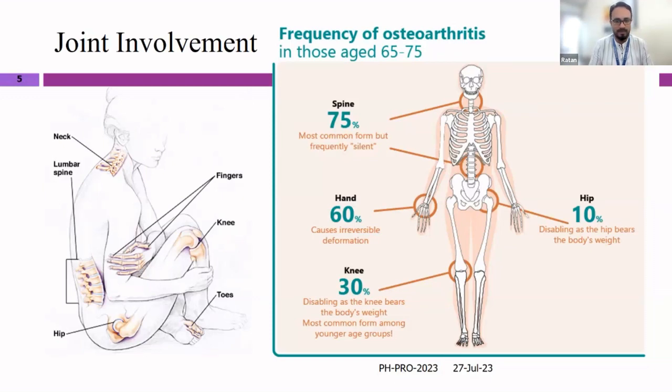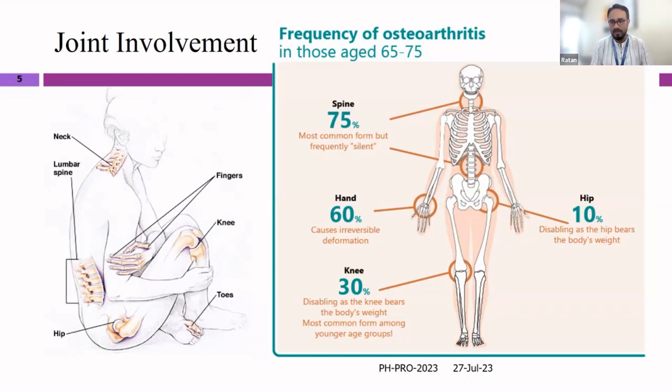The hand is also not so low, it accounts for 60%. And it always ends up with a severe irreversible deformity, which lasts lifelong. Hip and knee, these two are the joints involved in weight bearing, whenever we are standing, walking, running, on stairs, in all forms of upright activity, these two joints are always involved as weight bearing joints. If you see, the knee joint has a higher percentage, it accounts for 30%. And both joints are very disabling in the affected individual.